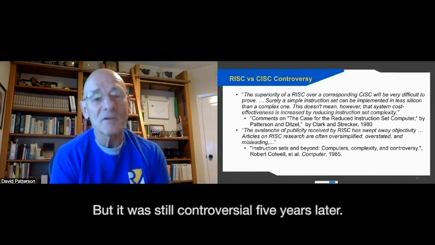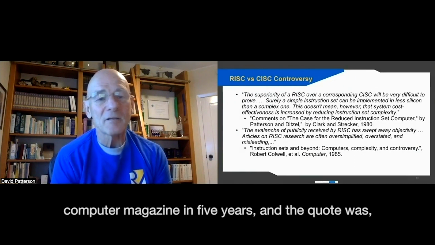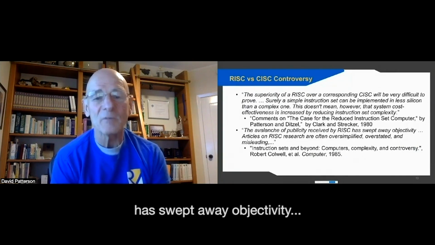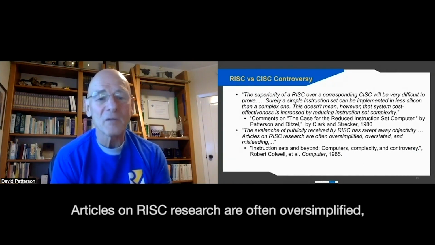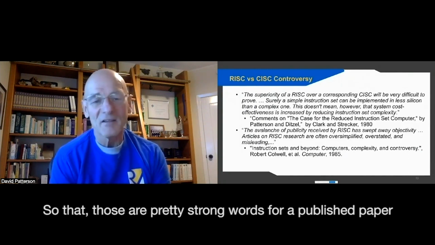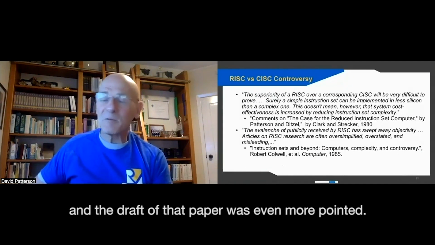But it was still controversial 5 years later. Here's a quote from an article that appeared in a computer magazine 5 years later: "The avalanche of publicity received by RISC has swept away objectivity. Articles of RISC research are simplified, overstated, and misleading." So those are pretty strong words for a published paper, and the draft of that paper was even more pointed.